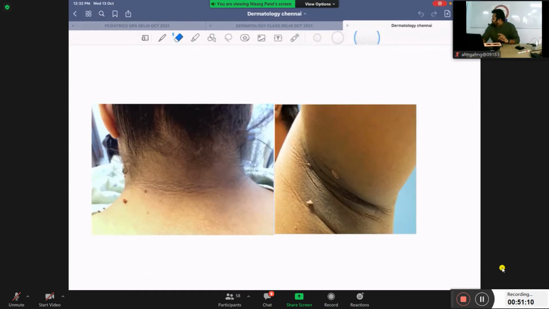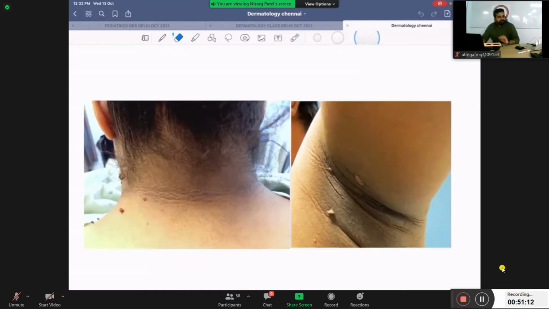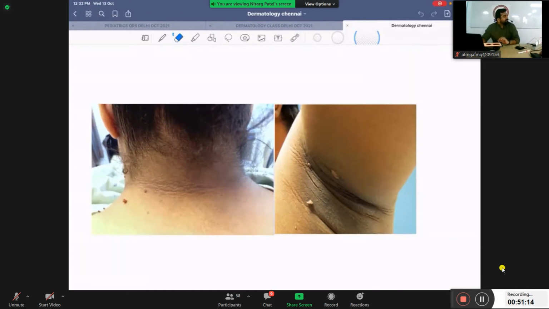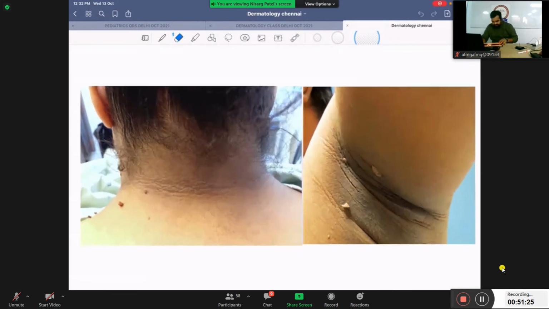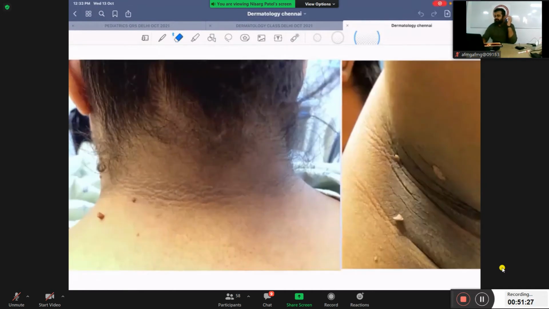What is this disease? It is not clearly visible on your screen, but if you can see, there is a hyperpigmentation in the nape of the neck and the axillary area. There is a thickening of the skin.